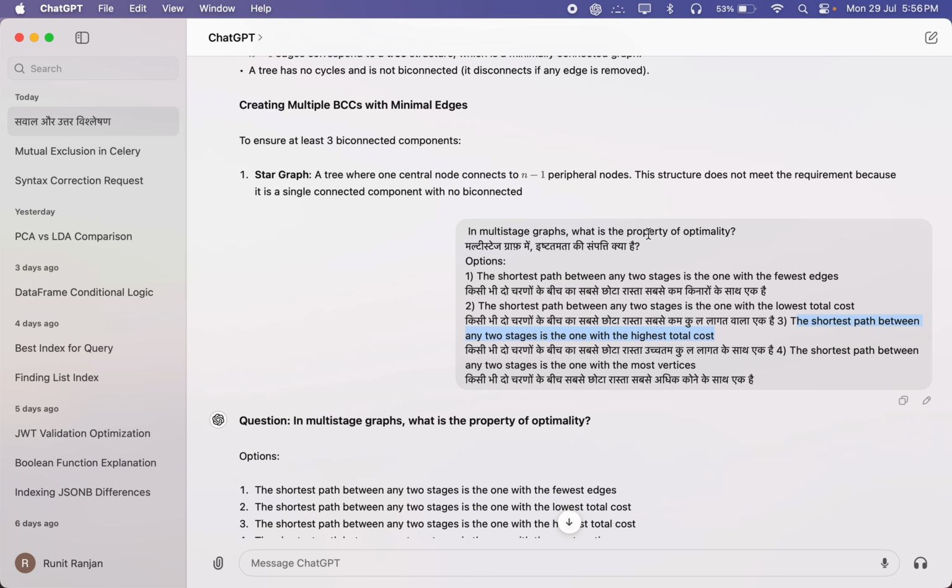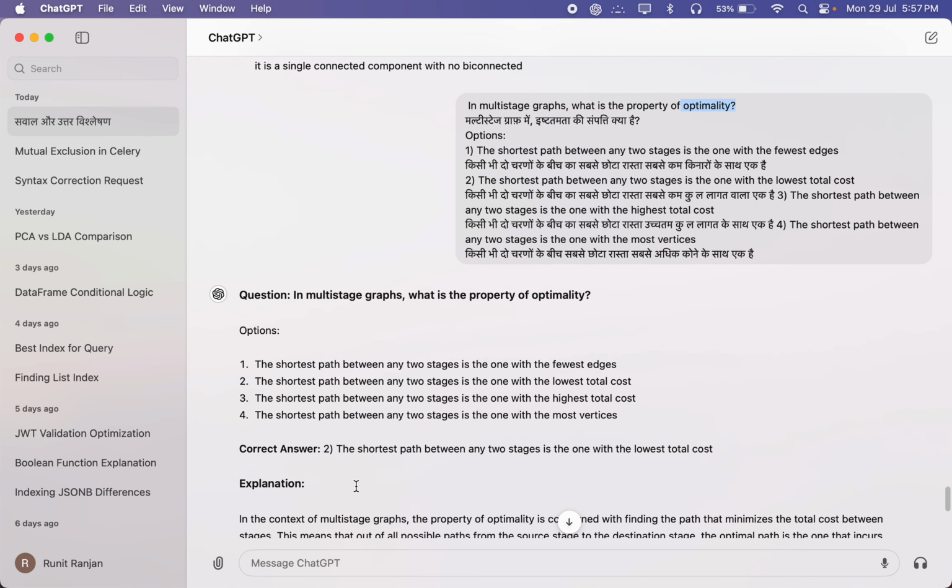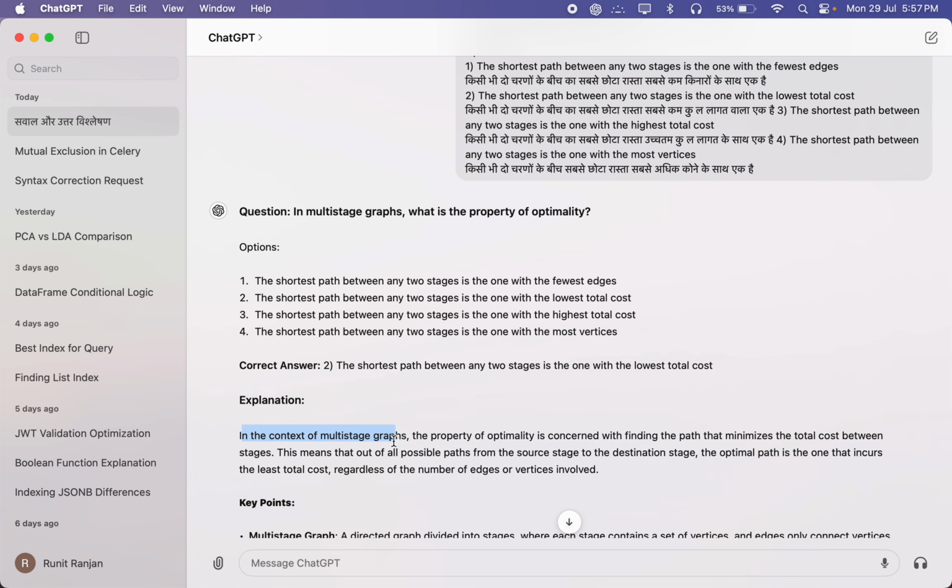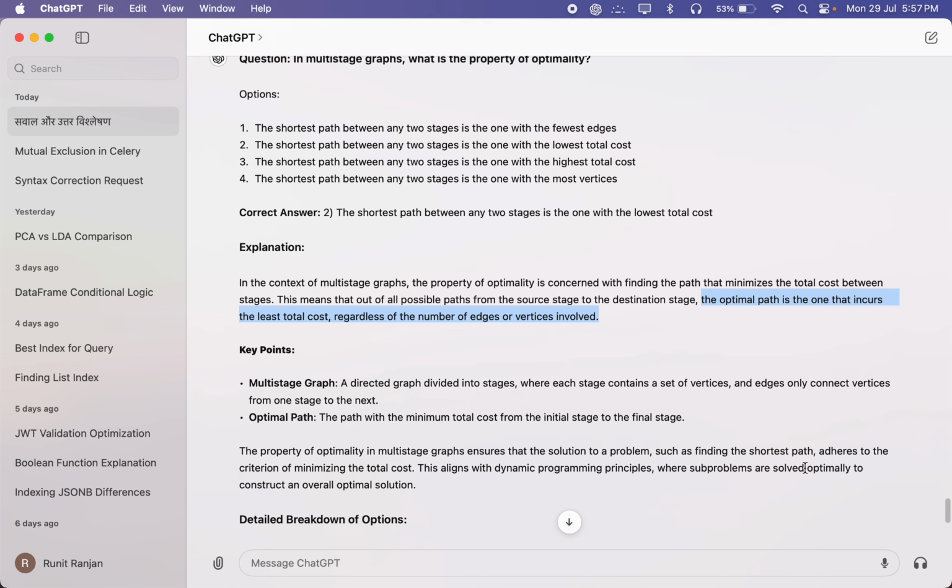And the thing which is needed here is optimality. So I kind of thought that optimality means reducing the cost, or the best optimal way to reach your destination. So let's see. In the context of multi-stage graphs, the property of optimality is concerned with finding a path that minimizes the total cost between the stages. This means that out of all possible paths from the source stage to the destination stage, the optimal path is the one that incurs the least total cost.